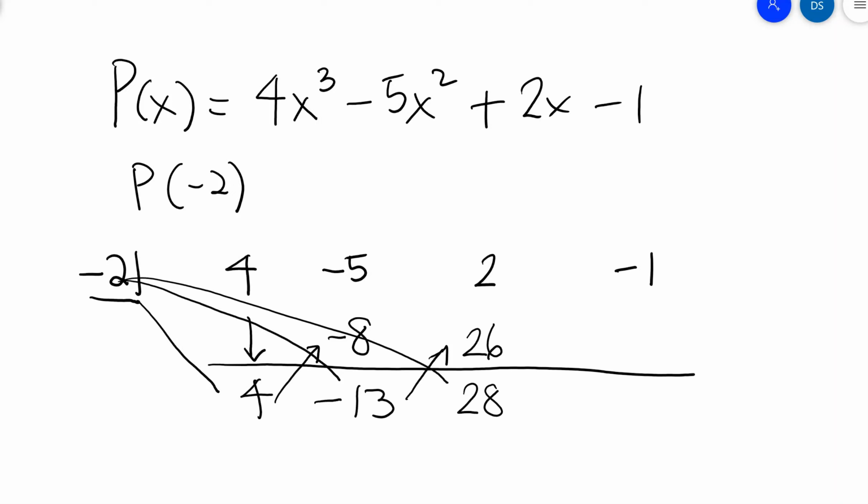And we multiply, which gives you -56. And we add down, which gives you -57. So this here is equal to -57. Now you can use synthetic division.